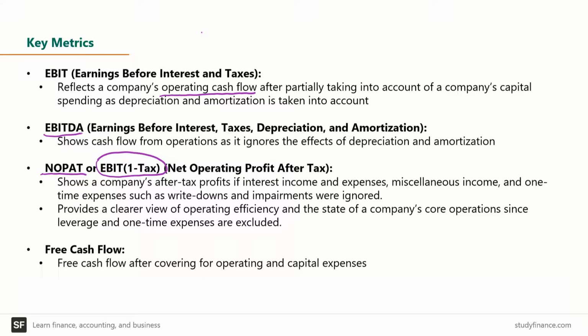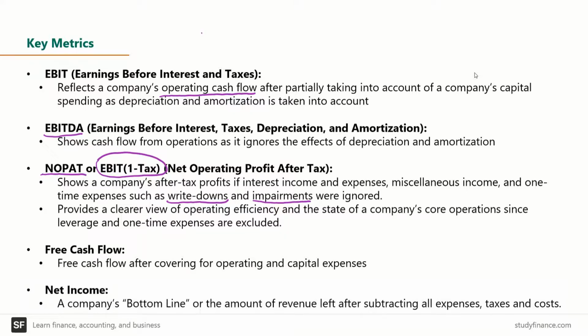NOPAT provides a clearer view of operating efficiency and the state of a company's core operations after tax, as it's not clouded by the effects of leverage and one-time expenses. So expenses such as write-downs and impairments are ignored. Free cash flow shows the amount of cash left over for stakeholders after covering operating and capital expenditures. We've covered that term previously. And then net income, or a company's bottom line, indicates the amount of revenue left over after subtracting all expenses, taxes, and costs.